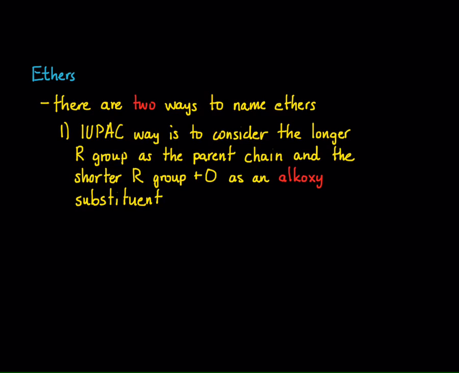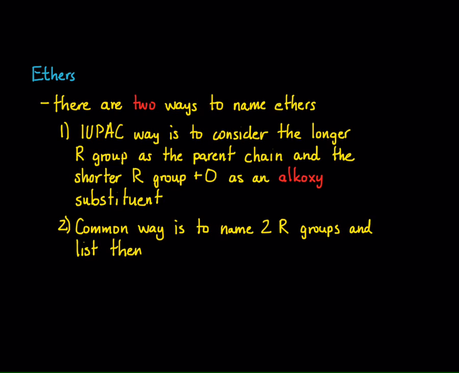This is the way that IUPAC wants us to name ethers, but there's also a very common way, and that's simply to name the 2 alkyl groups coming off of the oxygen and then list them alphabetically, followed by the word ether. So kind of similar to amines. As an example here, we have an ether with 2 methyl groups coming off of it. In terms of IUPAC nomenclature, methane would be the longest continuous carbon chain, and a methoxy group is coming off of it, so this is called methoxymethane.